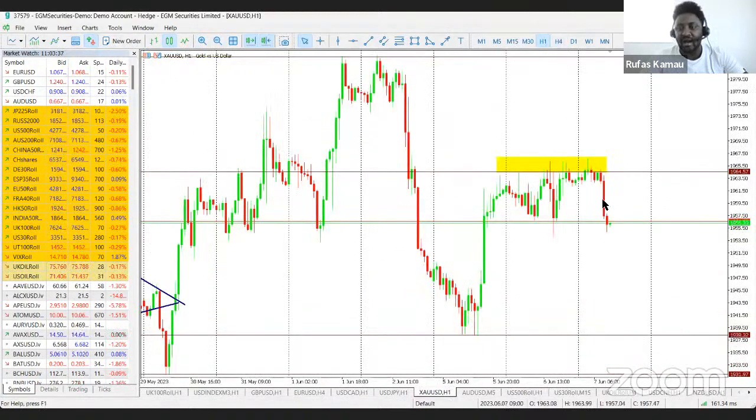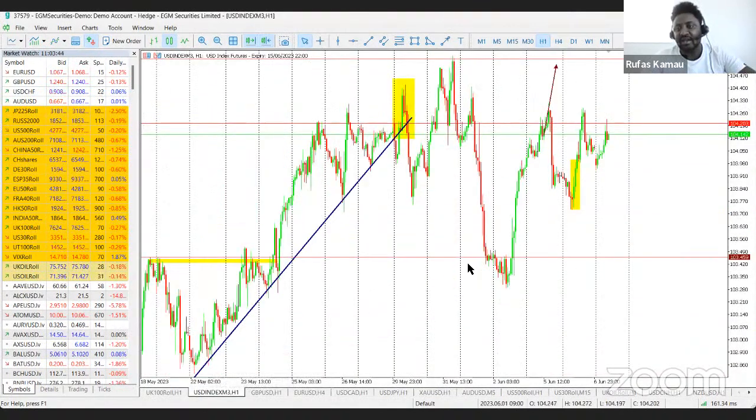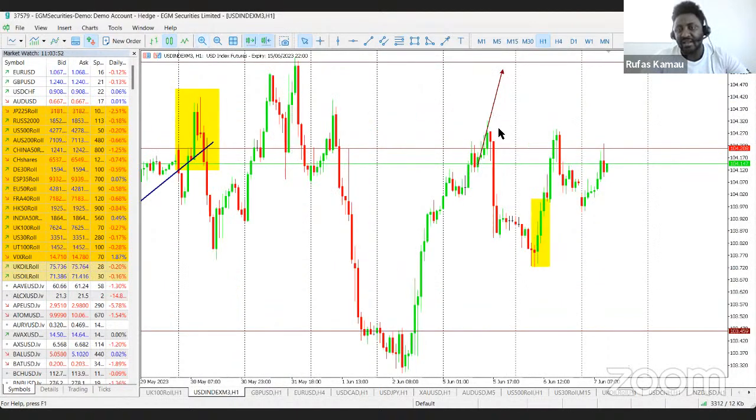So it seems like a good idea to look for short selling positions for the rest of the day once we consider the performance of the dollar index, which was completely bullish yesterday, save for the afternoon, where the dollar started losing after testing Monday's high. So we can all see Monday's high here.